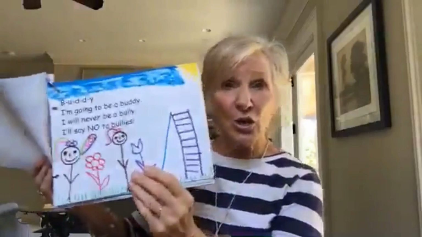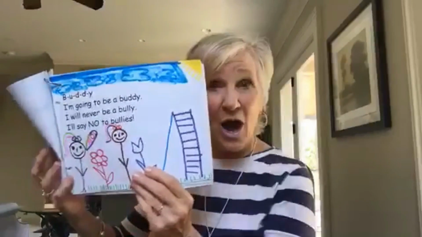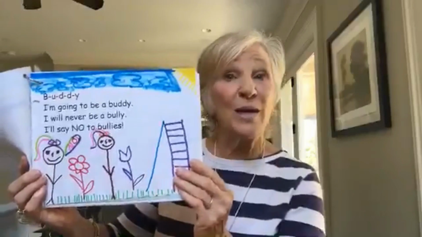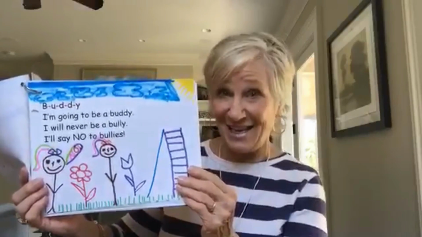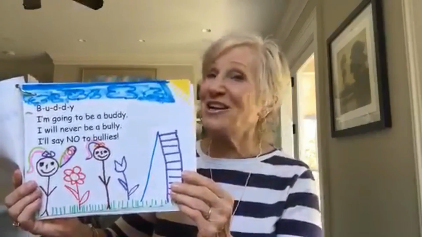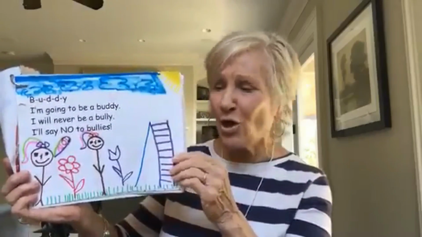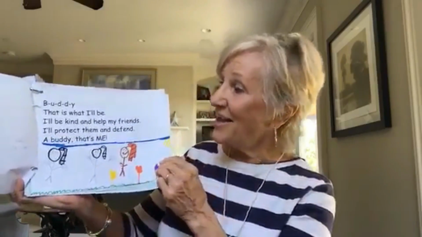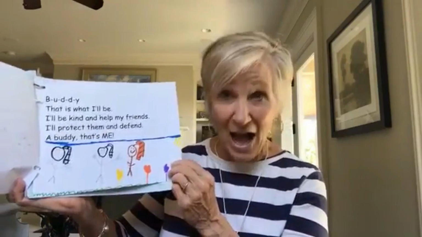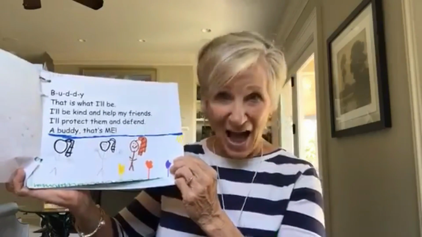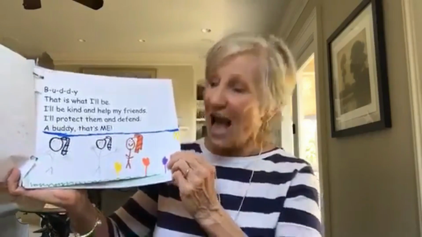B, U, D, D, Y. I'm going to be a buddy. I will never be a bully. I'll say no to bullies. B, U, D, D, Y. That is what I'll be. I'll be kind and help my friends. I'll protect them and defend.